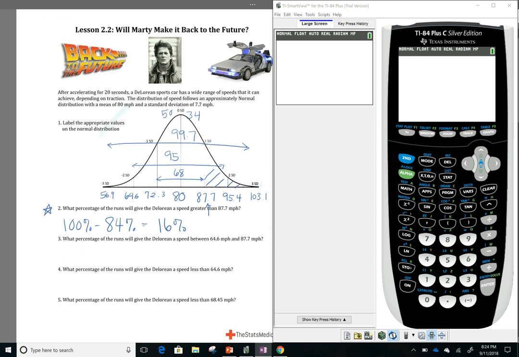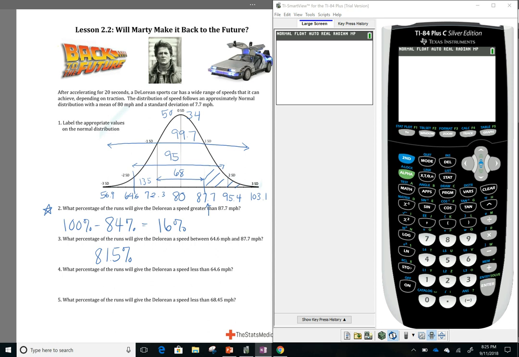The next question says, what percentage of runs will give the DeLorean from 64.6 to 87.7? So we have 68% plus this difference, which is 13.5 here. So if we did 68 plus 13.5, I would have 81.5%. Again, I'm just using the fact that 68% is centered. Remember the chart that I drew on our board where I had the different percentages calculated.